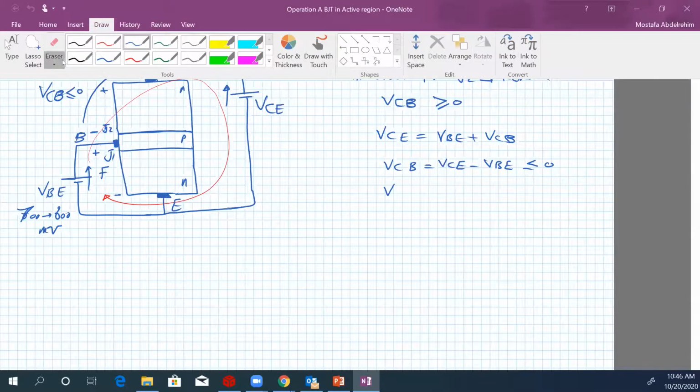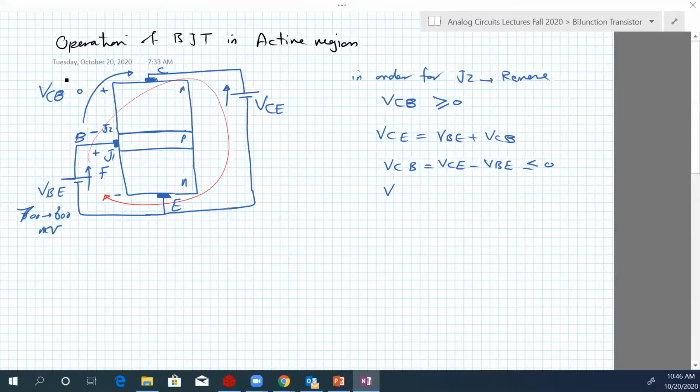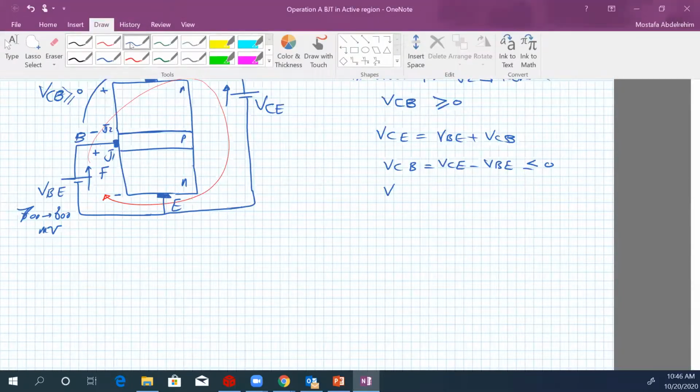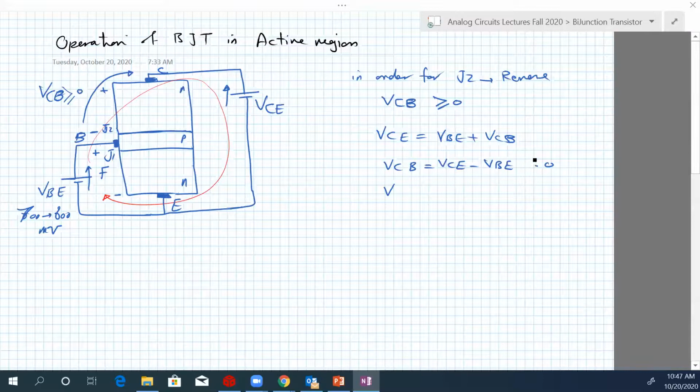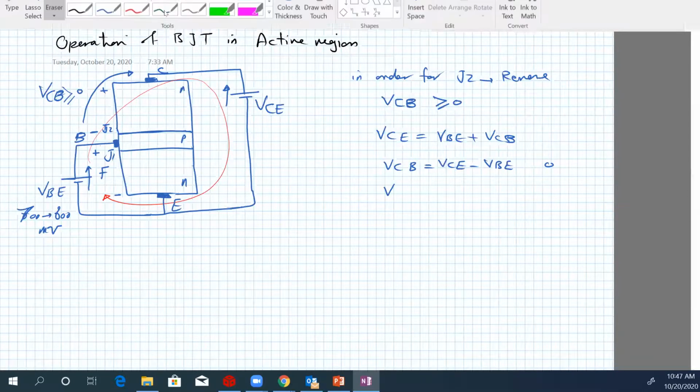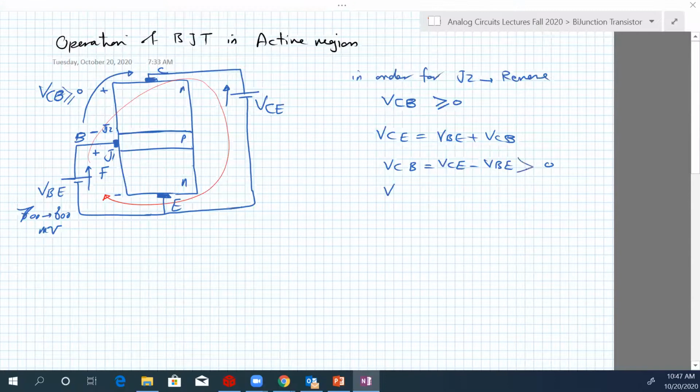So we're going to fix that now. It should be larger than or equal to 0, and here again, this should be larger than or equal to 0. In order to achieve this, V_CE should be larger than V_BE. So put any voltage here larger than V_BE, and this will make J2 a reverse bias junction.